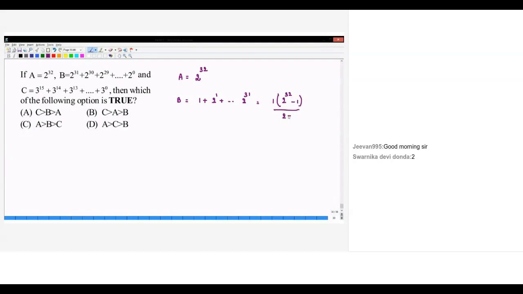What is the formula used? R is 2 here, so every time you are multiplying by 2. C is, there are 15 terms, A is 1, 16 terms, by 2. This is anyway 2 power 32 minus 1. Therefore, B is lesser than A, so A is greater than B.